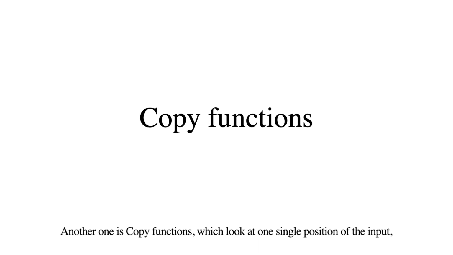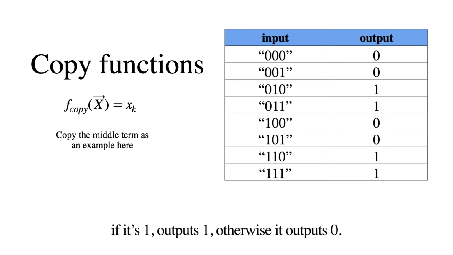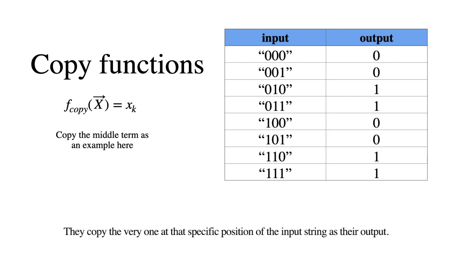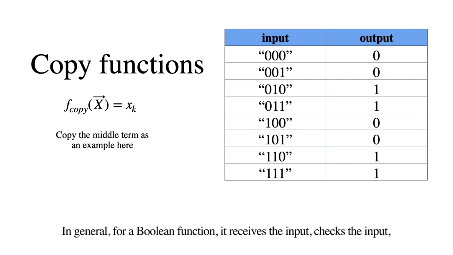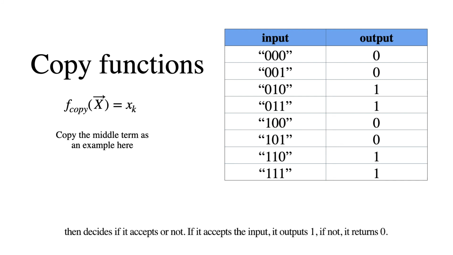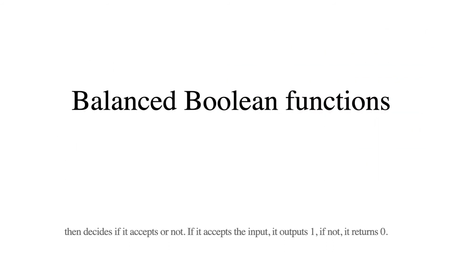Another one is the copy function, which looks at one single position of the input. If it's 1, output 1. Otherwise, it outputs 0. They copy the very bit at that specific position of the input string as an output. In general, for a Boolean function, it receives the input, checks the input, then decides if it's accepted or not. If it accepts the input, it outputs 1. If not, it returns 0.